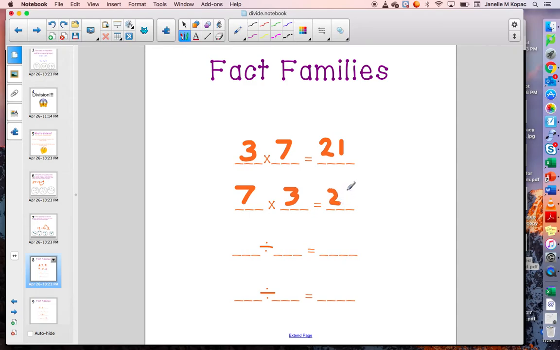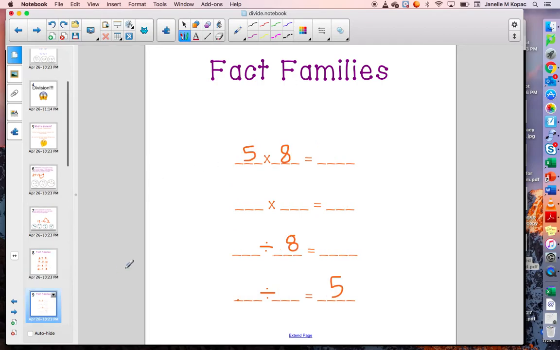Now I'm going to make a related division problem. Since division is the opposite of multiplication, I'm not going to have my big number at the end. I'm going to have my big number at the beginning. 21 divided by 3 equals 7. And I can do 21 divided by 7 equals 3. Notice I only used the numbers that were in the fact family, 3, 7, and 21. I didn't use any other numbers.